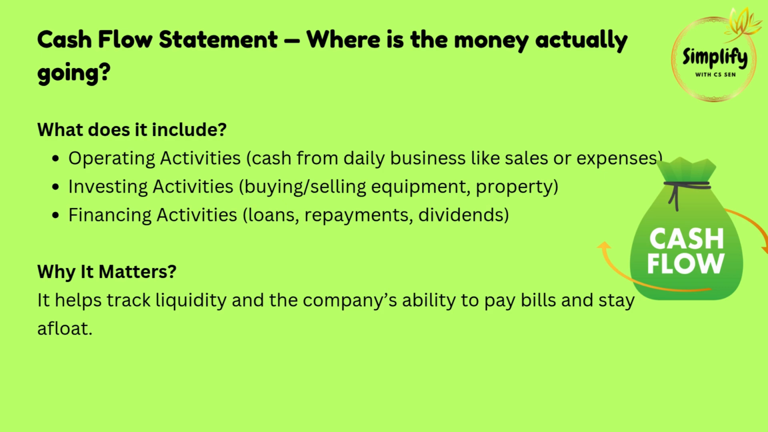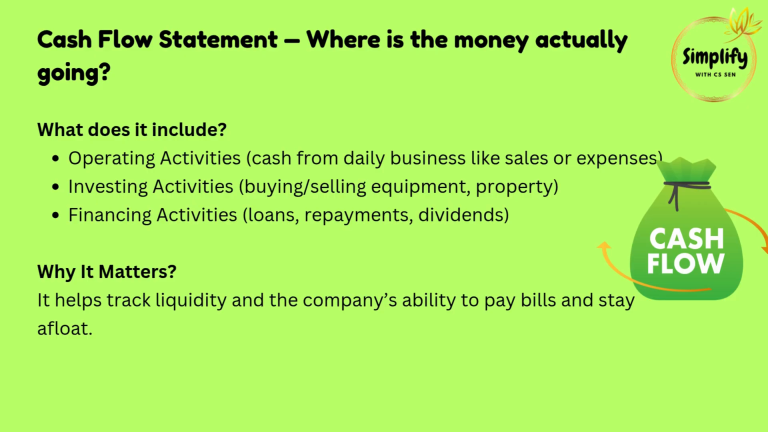It includes operating activities, that is cash from daily business like sales or expenses, investing activities, that is buying or selling equipment, property, and financing activities, that is loans, repayments, dividends. Even a profitable business can run out of cash. This report shows if the business has enough cash to keep going. Why does it matter? It helps track liquidity and the company's ability to pay bills and stay afloat.